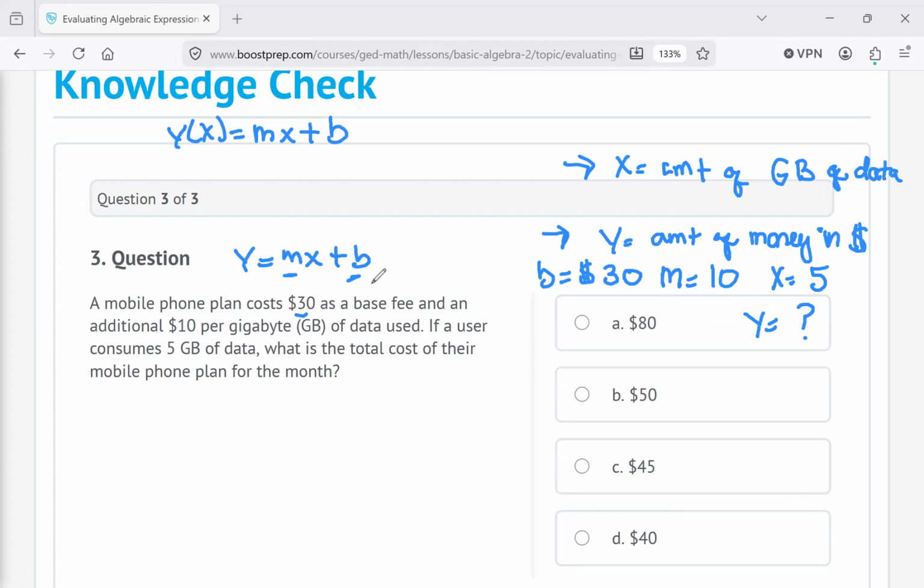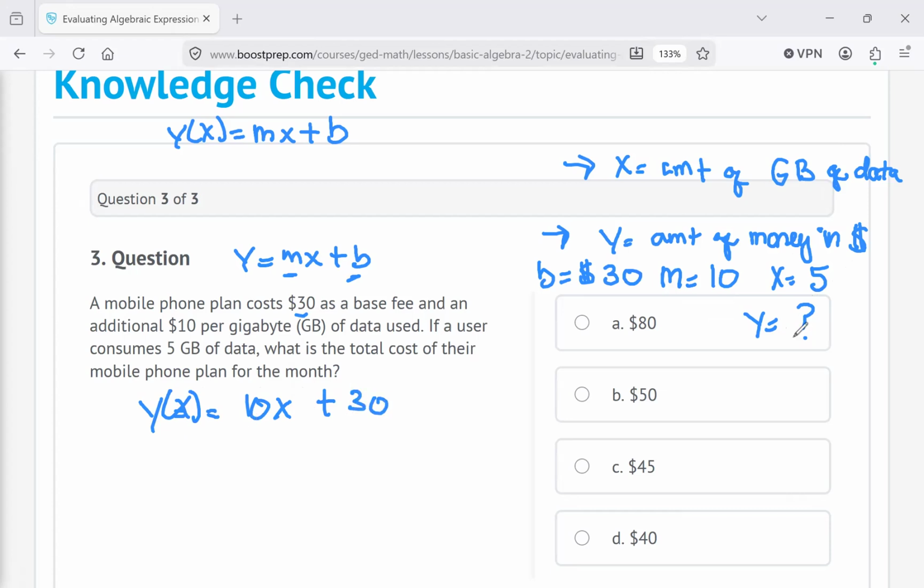So you have all this information. We're going to use y equals mx plus b. X represents the amount of gigabytes. Y represents the amount of money in dollars. Our M is 10 because it's $10 per gigabyte, and my B is 30. And they tell us an X value, and then we have to figure out our Y value. So let's put that all together. Y of X equals M, which is 10X, plus my B, which is 30.